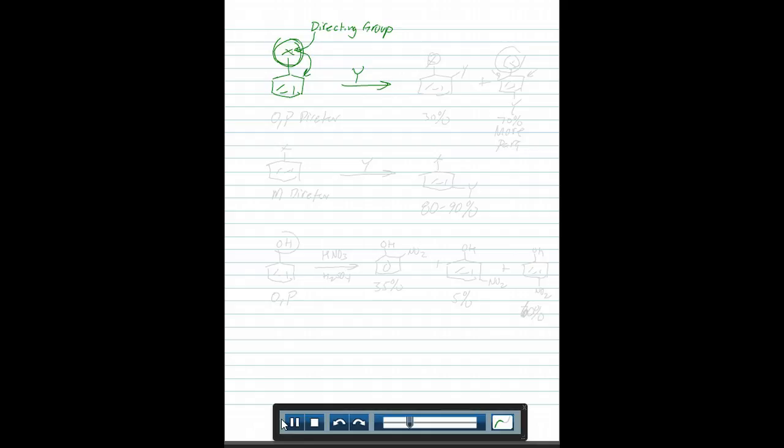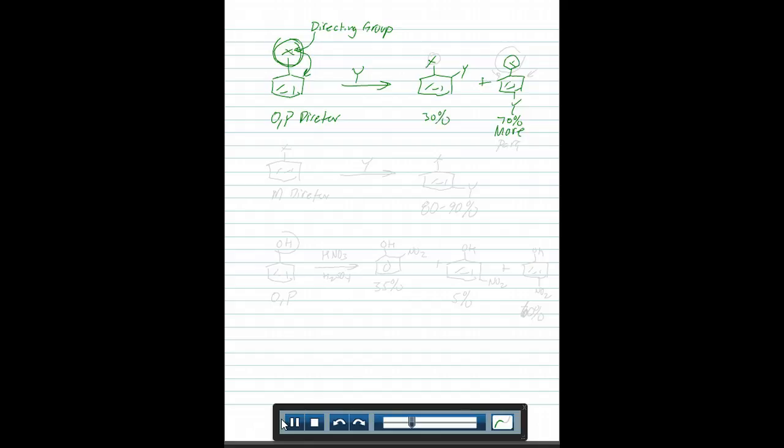So if X was an Ortho-Para director, all right, Y would go, you would technically form two compounds. You form the ortho compound and you form the para compound. Technically, you do not form equal amounts. You form more of the para. Okay, so maybe like 70% para and 30% ortho. It also depends on X.